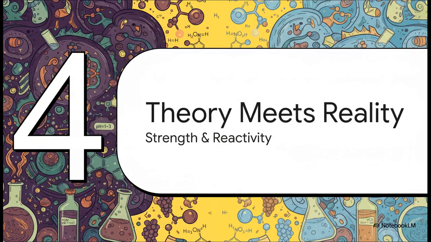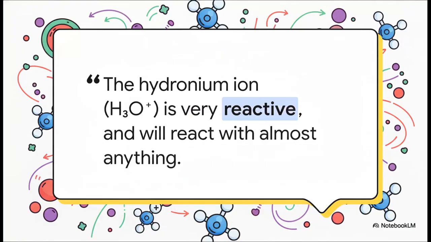Okay, so we've got all this great layered theory, but how does it actually connect back to the real world? Why is the acid in your stomach so different from the acetic acid in, say, vinegar? Remember that hydronium ion, the H3O+ we saw earlier? Well, that's the real culprit behind an acid's fearsome reputation when it's in water.